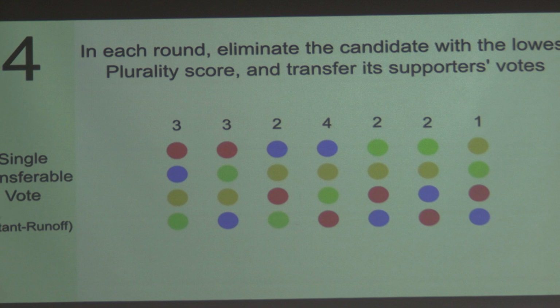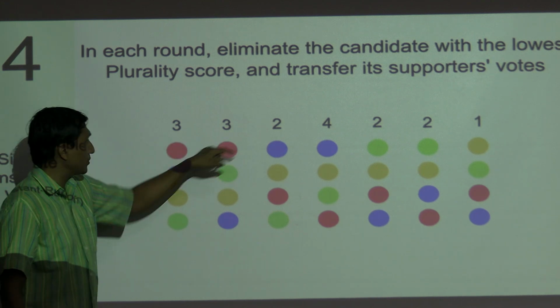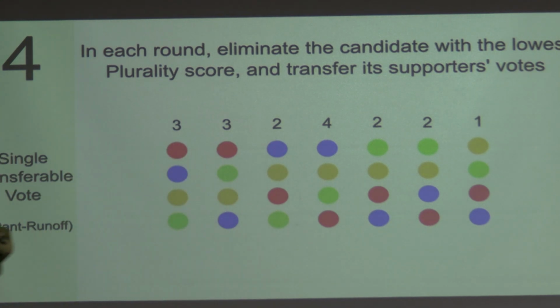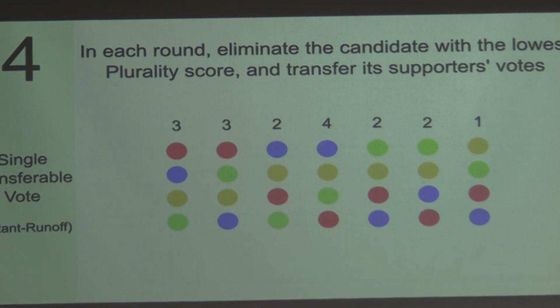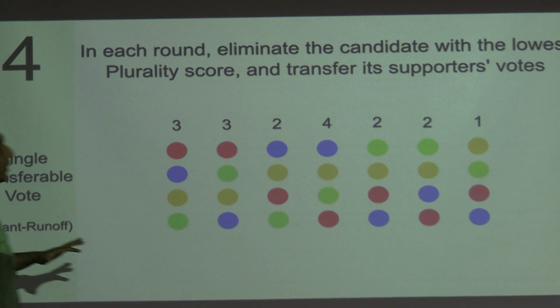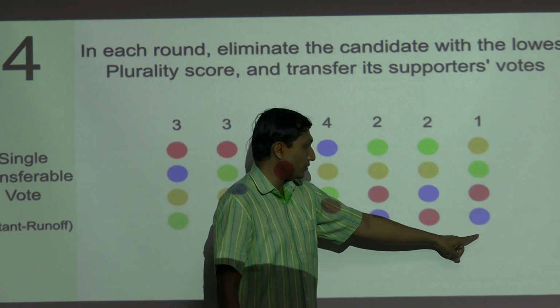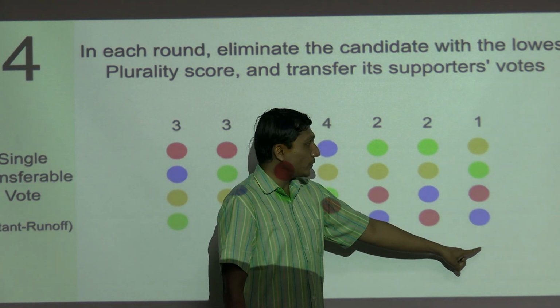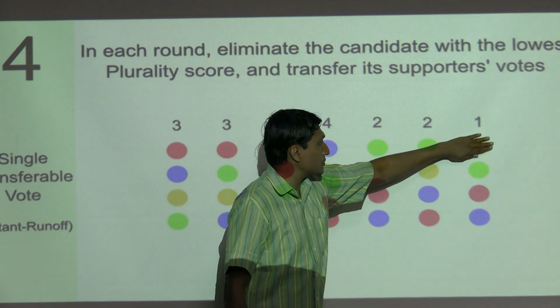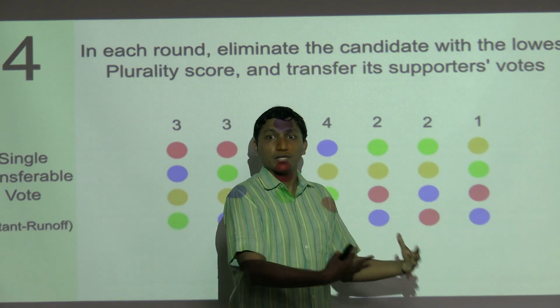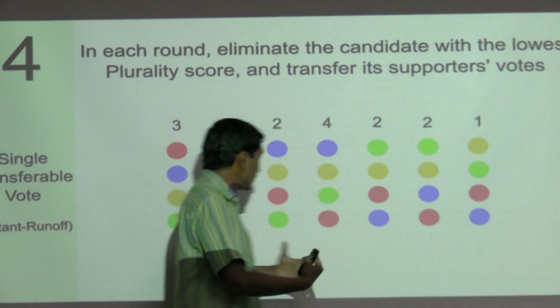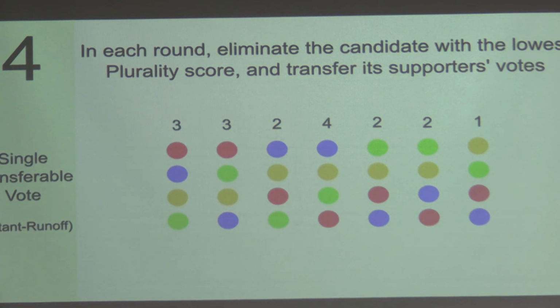Let's see. So again, this is the instance. This is again the number of voters with that ranking. Okay. So let's compute the plurality scores here first. Which is the candidate with the lowest plurality score? Yellow, obviously, right? So let's remove yellow, right? But we are not going to throw away the votes of those who think yellow is the best. We are just going to say that these people, once yellow is gone, are now supporting green in the residual election.